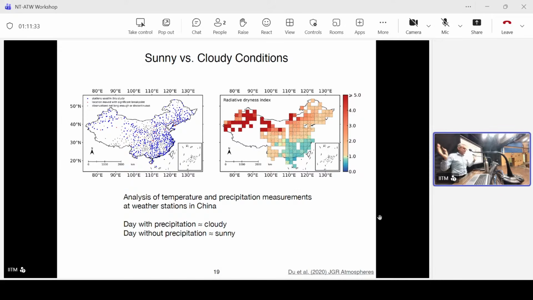Yes, absolutely. It's not a perfect classification, but we didn't know how to do it better, right? And we thought it's simple, and we should still see a signal, because on days where it rains, there should have been at least some clouds, and on days that don't rain, maybe they have clouds, but maybe they are also sunny, right?